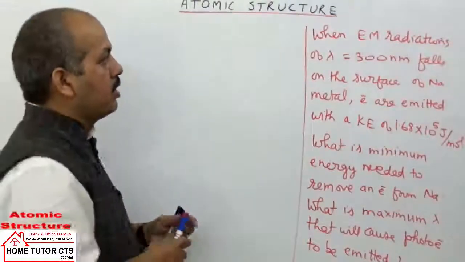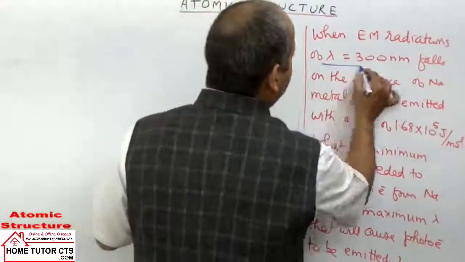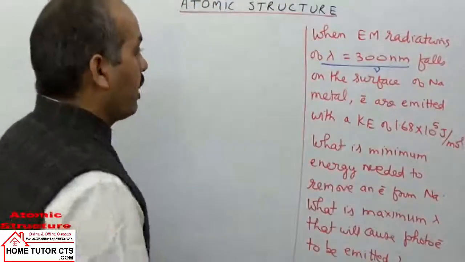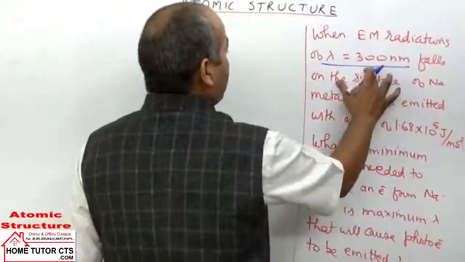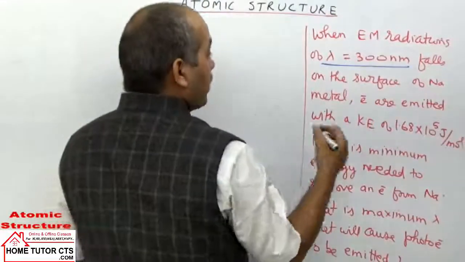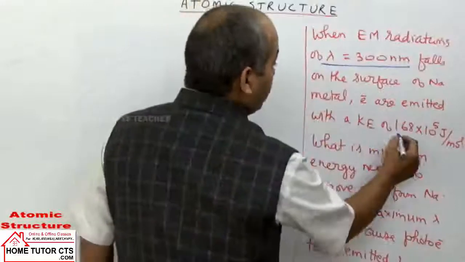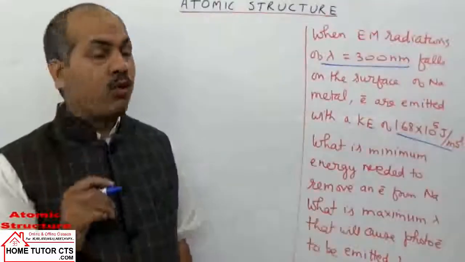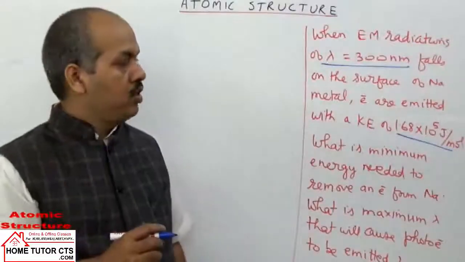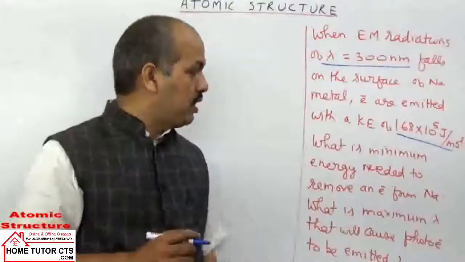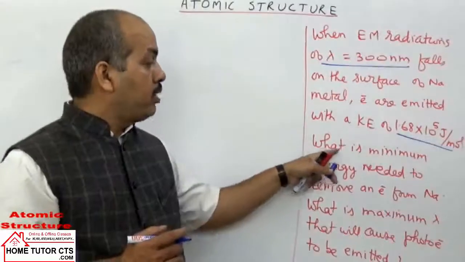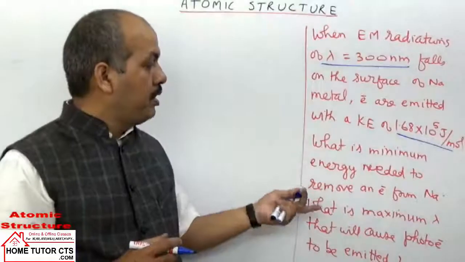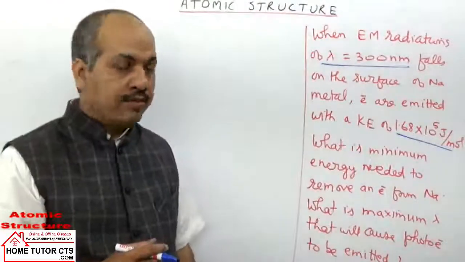See, in this case, radiations of this wavelength are falling. This can be taken as the frequency of photons, lambda of the photons which are falling here, ejecting an electron with kinetic energy. This energy is given to us in joules per mole, not for one electron. So we have to adjust this per electron first. Then, what is the minimum energy needed to remove an electron from sodium metal? It means we require threshold energy.